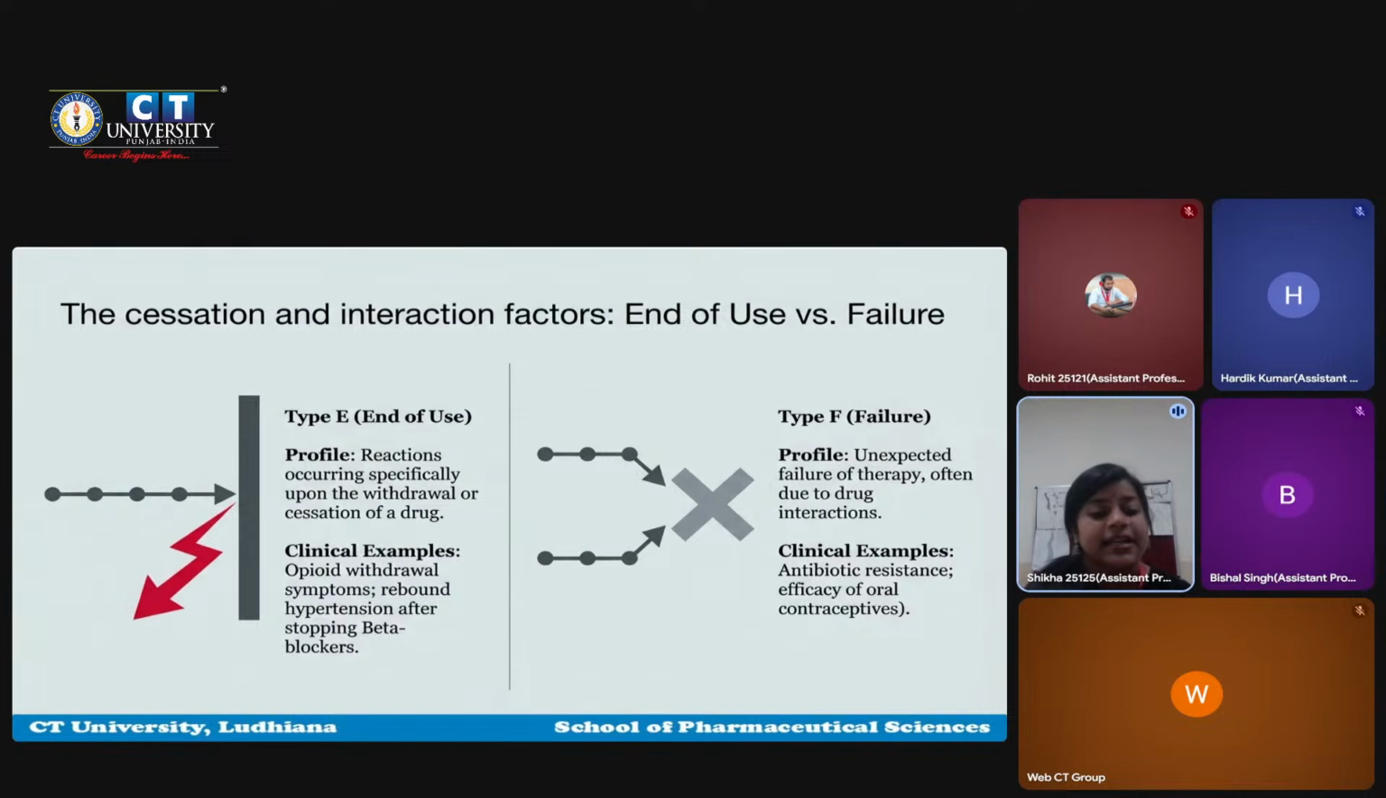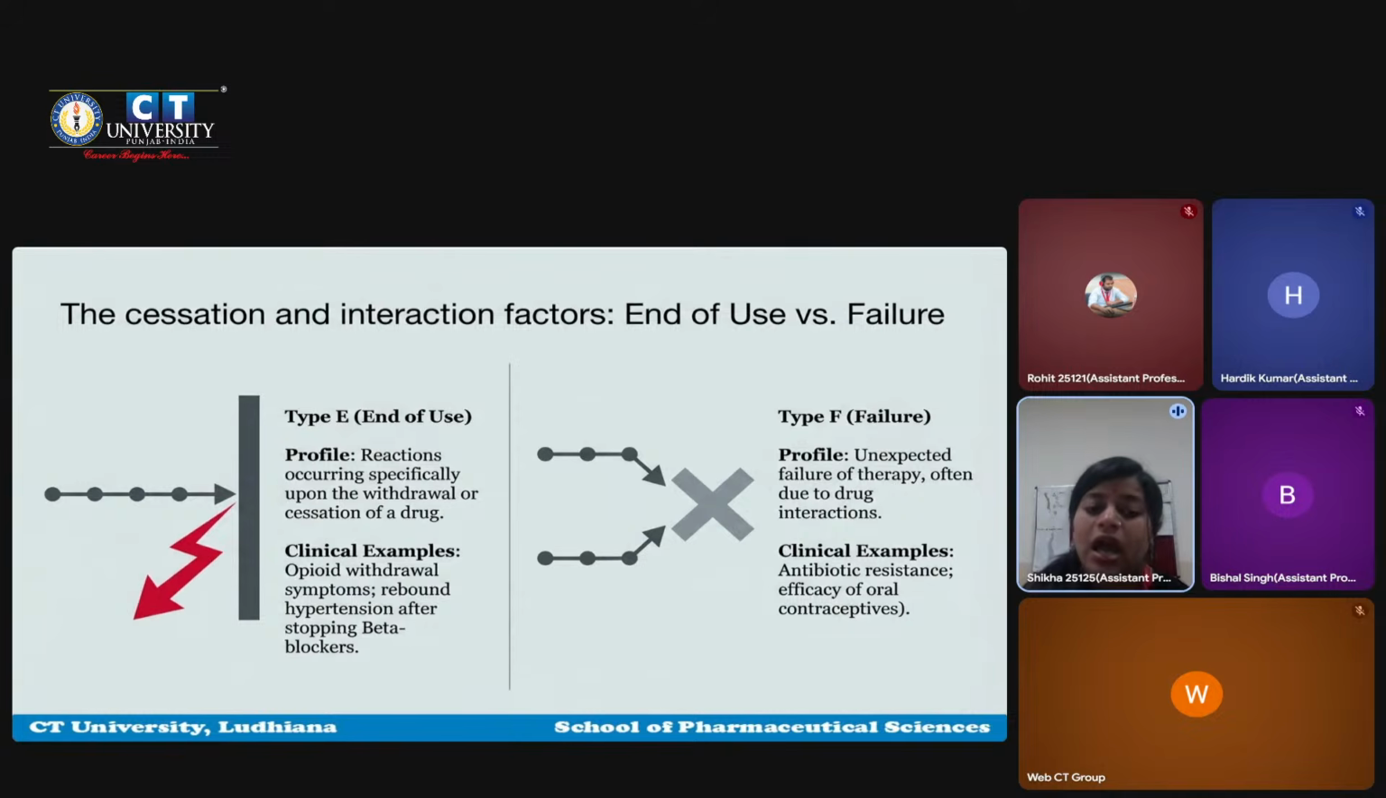So next are the clinical examples. End of use means if you're using any kind of narcotics, it is habit forming, it will form a habit for regular use. If you suddenly stop, then you will get withdrawal symptoms. Or if you're taking alcohol for a long period of time and suddenly stop, you can also get withdrawal symptoms.